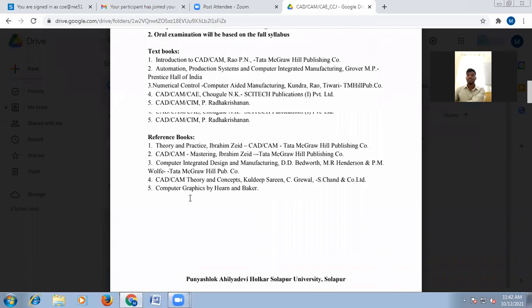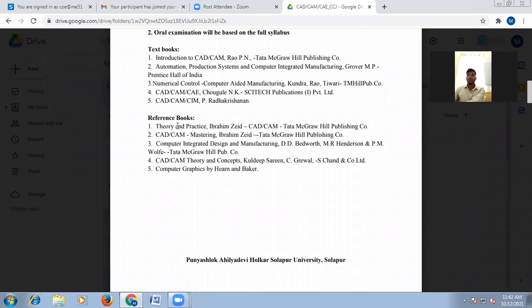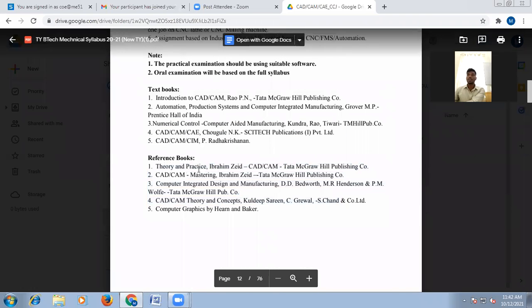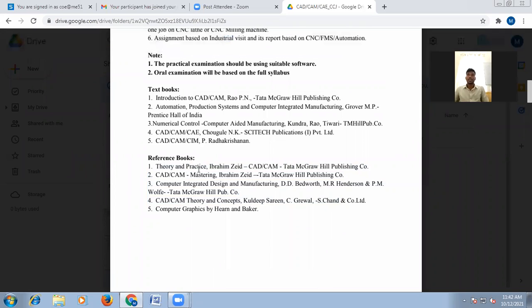And for reference books, you can see below: Theory and Practices by Ibrahim Zeid, then Mastering by Ibrahim Zeid. So like this, there are many books for textbook and reference. First of all, try to use the first textbook, and also go for Ibrahim Zeid as a reference book. That reference book will give you a bundle of knowledge, means you are not just preparing for this subject but also for your future GATE exam planning. You can go for this reference book, so that will be helpful for better understanding.